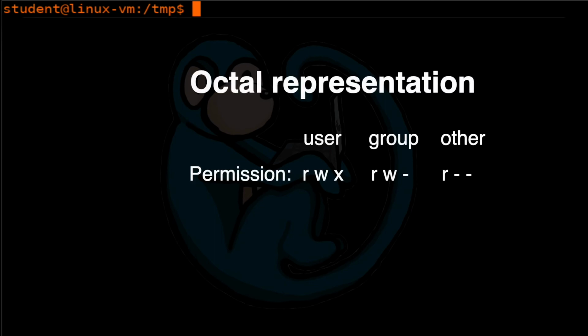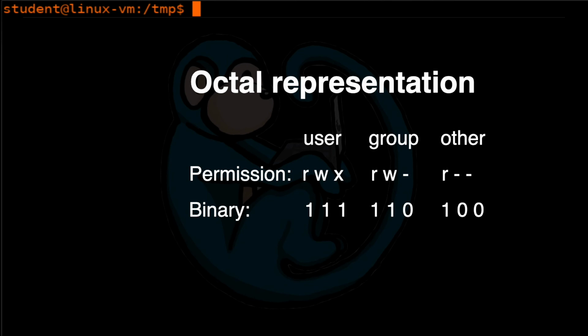So for example, if we want to grant read, write, and execute permissions to the user, and we want to grant read and write permissions to the group, and we want to grant only read permissions to others. This is represented here in this chart. Now we treat each granted permission as a binary bit. So the RWX becomes a 1, 1, 1. The RW is a 1, 1, 0. And then the R is just the 1, 0, 0.